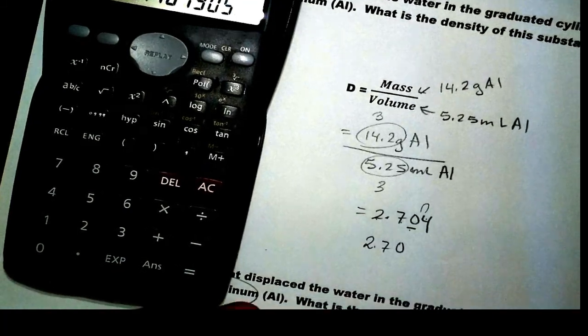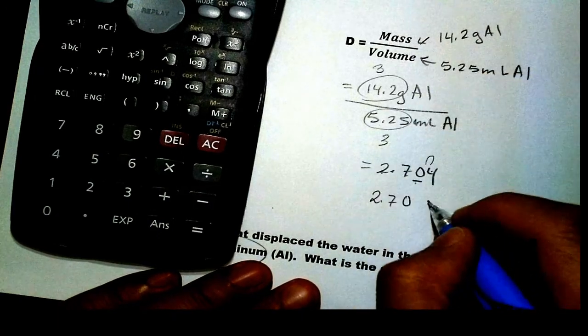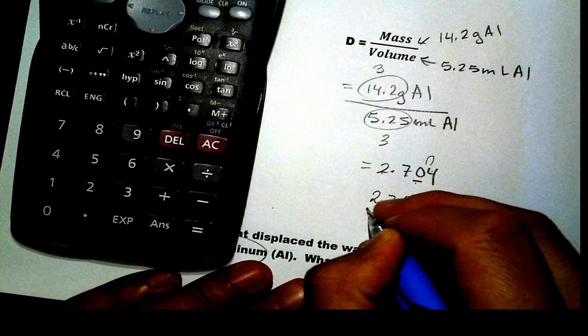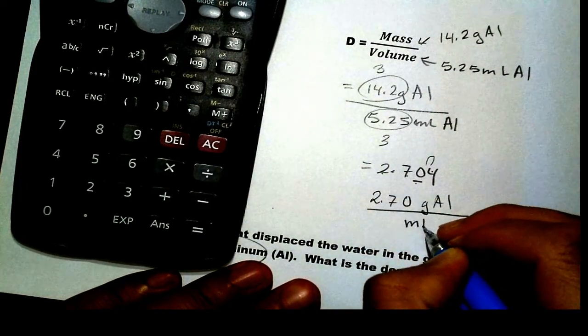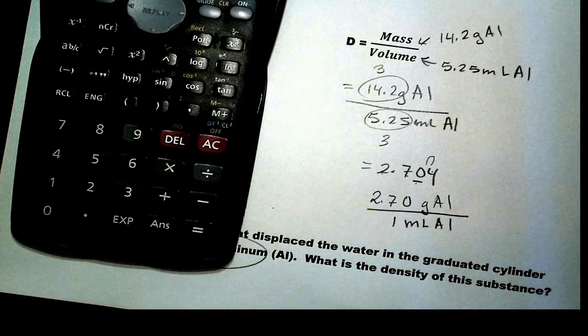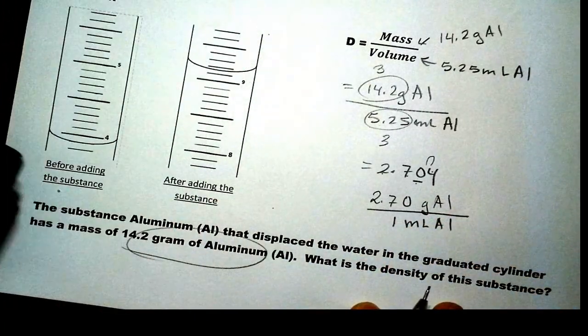And what about the unit? Of course we just copy down the unit because they don't cancel each other out. Grams of aluminum on top divided by ml, milliliter of aluminum on the bottom. How many? Of course it is 1. And that is all we have to do.